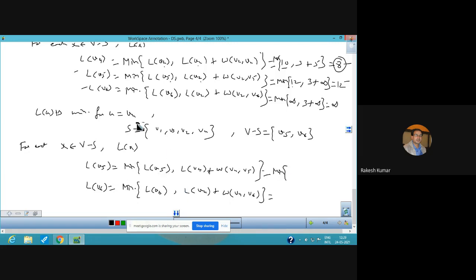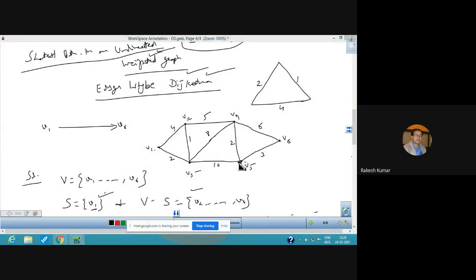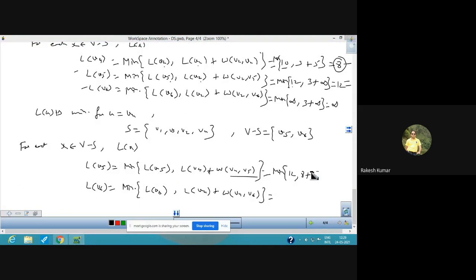Minimum of L(V5) has already been calculated in the previous step, that is 12, and L(V4) has also been calculated, that is 8, plus weight between V4 and V5. You just check V4, V5 in the graph. V4, V5, the weight is 2 here. So this 2 value will be used here. So minimum between 12 and 10 will be 10.